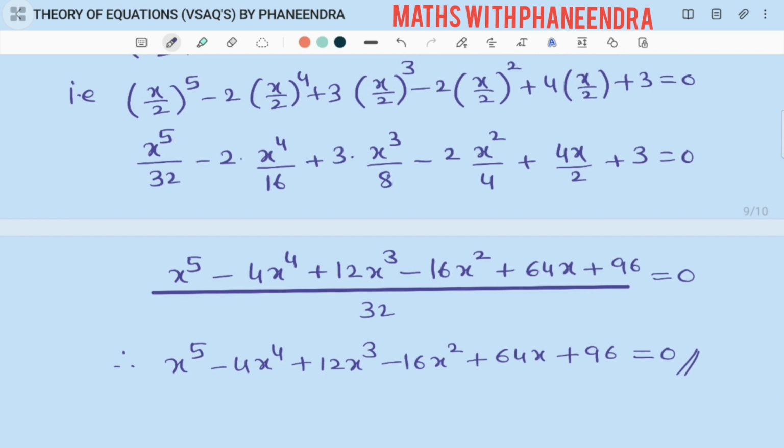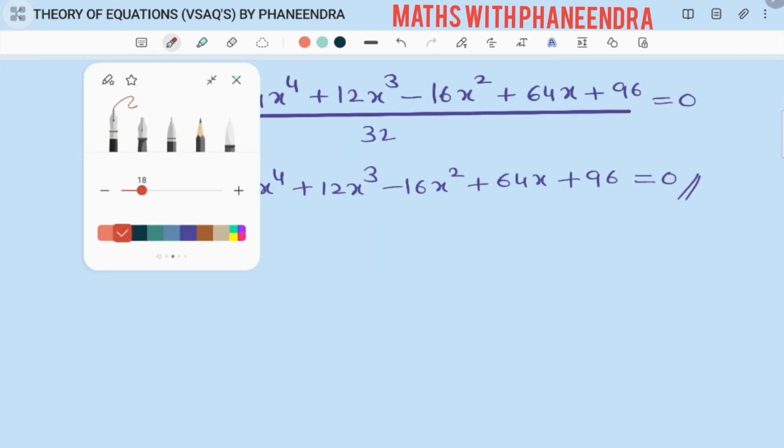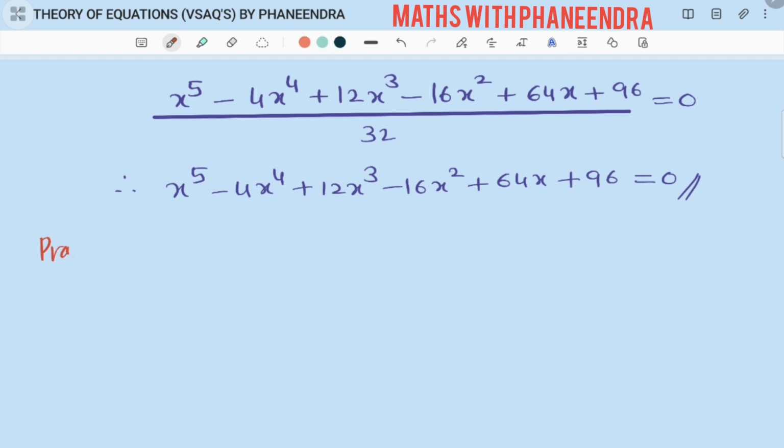So similarly, one other example for practice, I will give the question. For negatives, no need to give that. So this is a practice question I am giving here for the students.